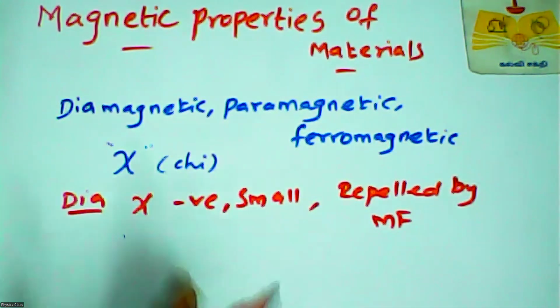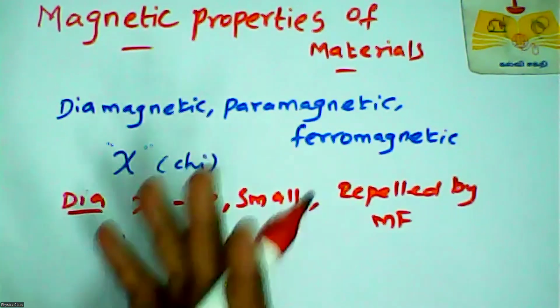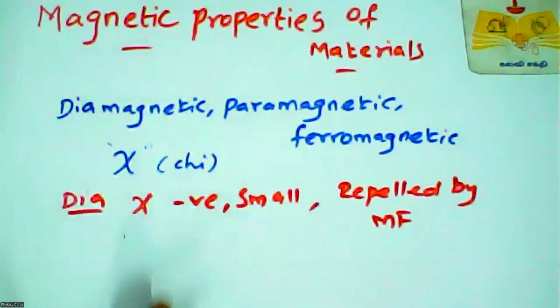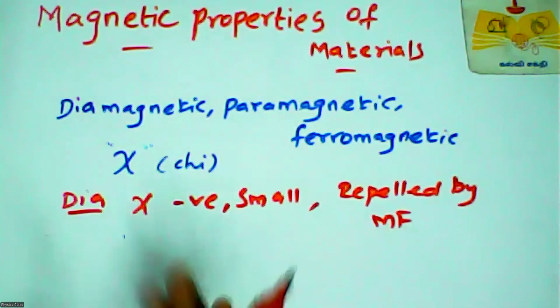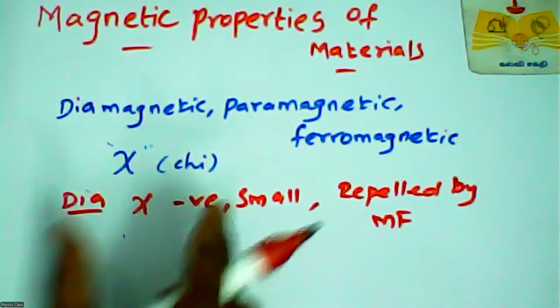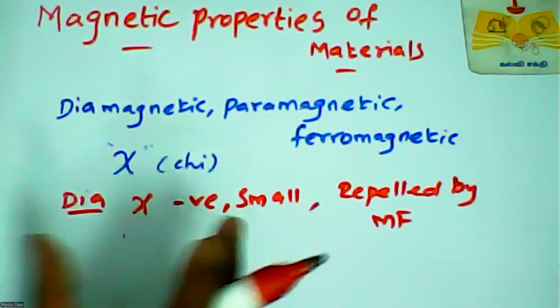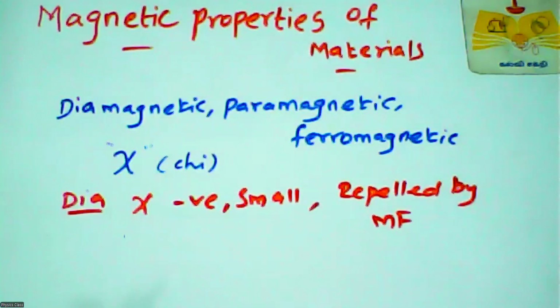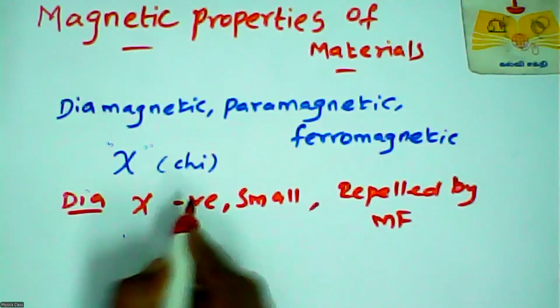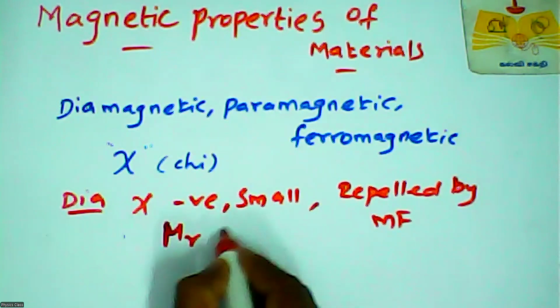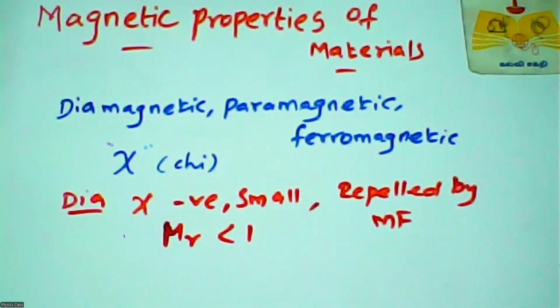So in that non-uniform magnetic field, there are regions which have a stronger magnetic field and regions with a weaker magnetic field. So this material, diamagnetic material, moves from strong to weak field region. And finally, mu r is less than 1. Already you know that in vacuum mu r is equal to 1. Mu r less than 1.